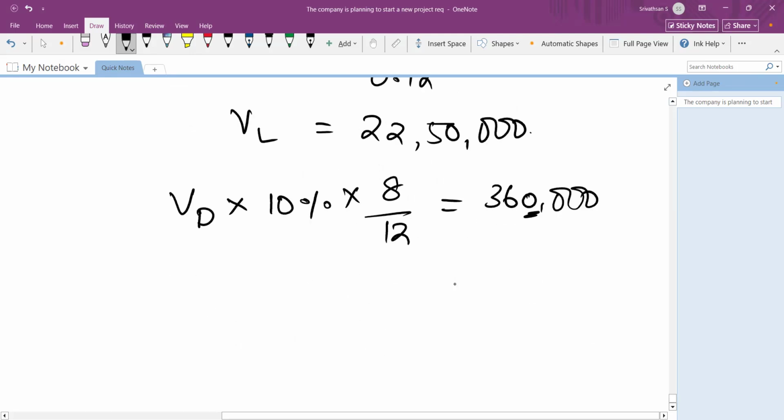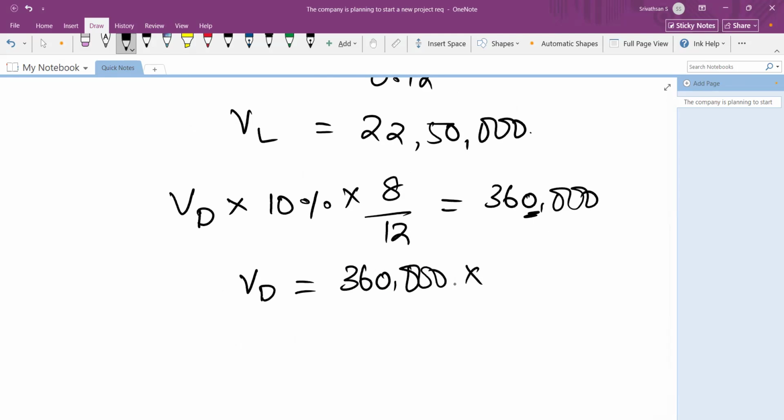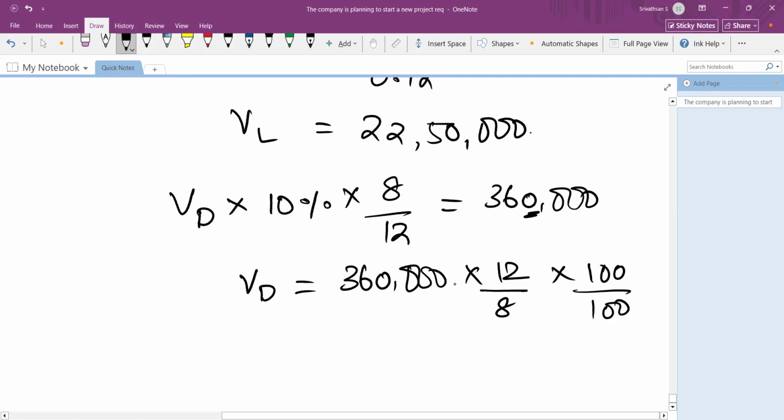So what will be the value of the debenture in this case? Value of the debenture is equal to 3,60,000 into 12 by 8 into 100 by 10. How 100 by 10? Because here it is 10%, no? So when we are taking it to the other side, we have to take the reciprocal. So it is 100 by 10. So what will be the value of the debenture? So 3,60,000 into 12 by 8 into 100 by 10, we get 54 lakhs. So the value of the debenture is 54 lakhs.